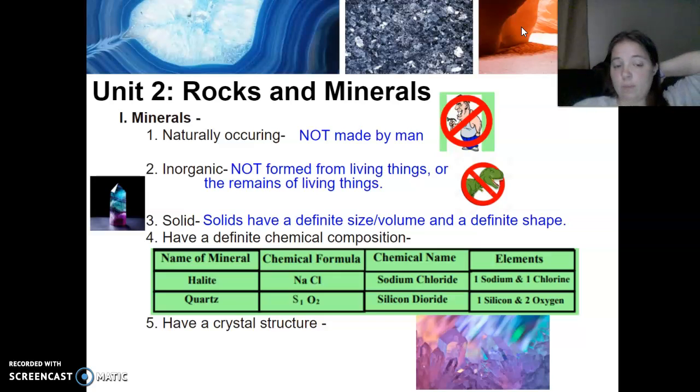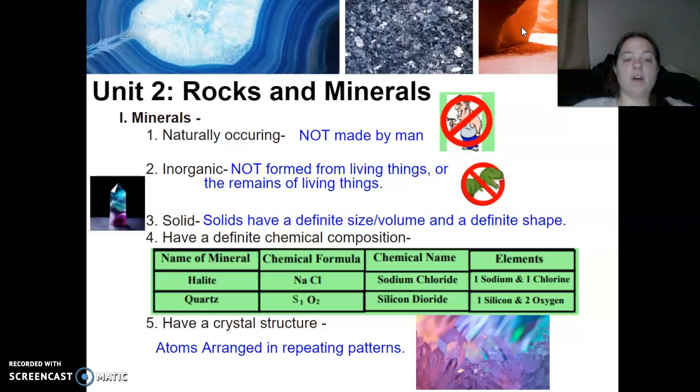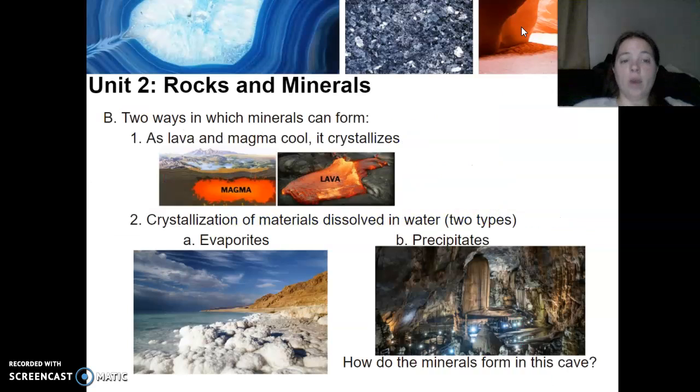Minerals also have a crystal structure, so they tend to look crystal-like, which means their atoms are arranged in repeating patterns. Okay, there are 2 ways they can form. You've got lava, as it cools and crystallizes, and then magma as it cools and crystallizes. We will get to that when we get to igneous rocks, which is going to be on Tuesday. And then you have crystallization of minerals dissolved in water.